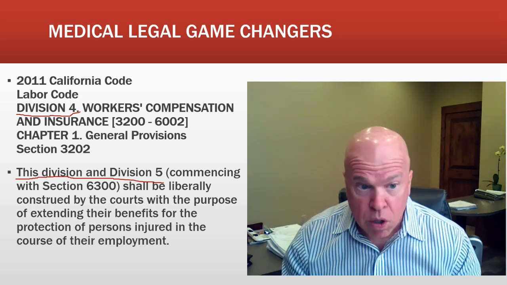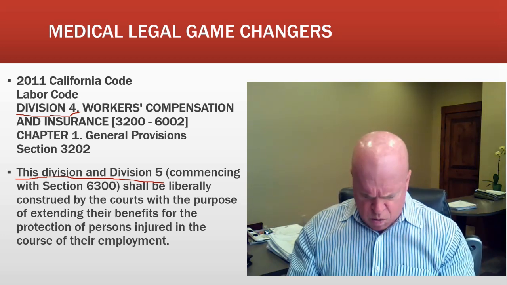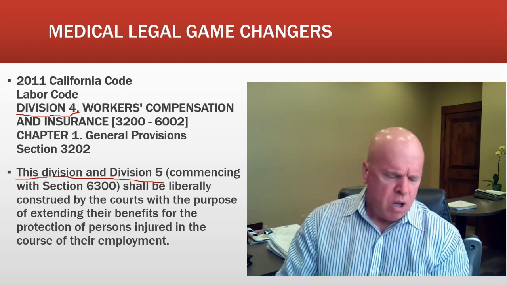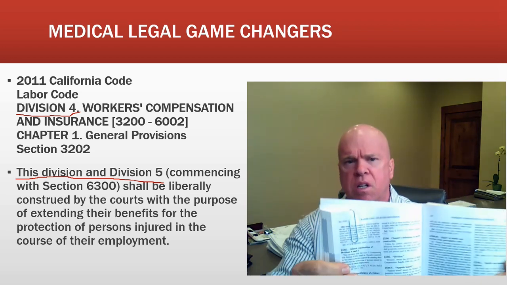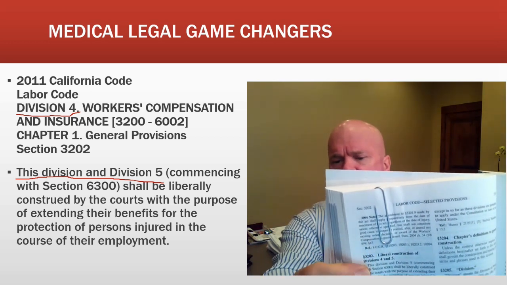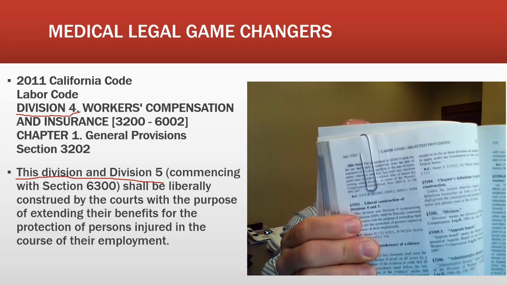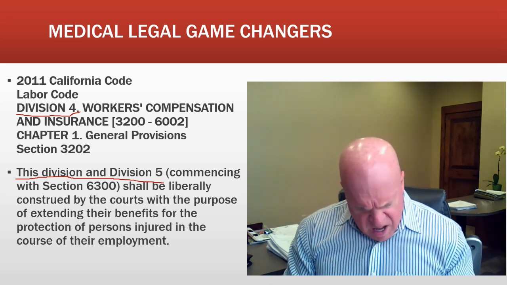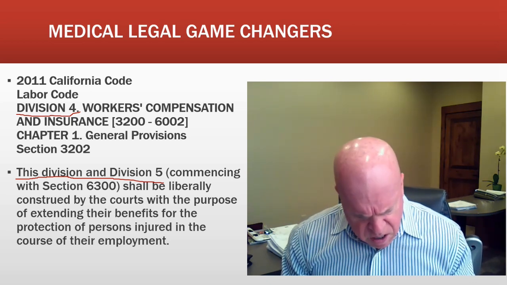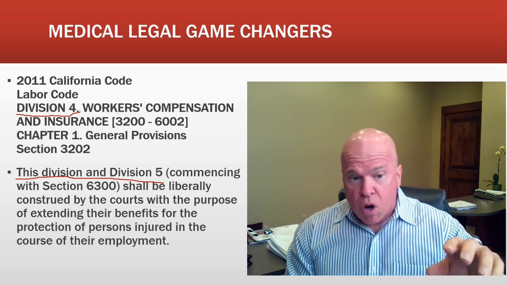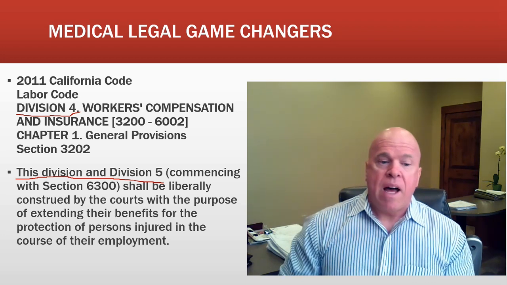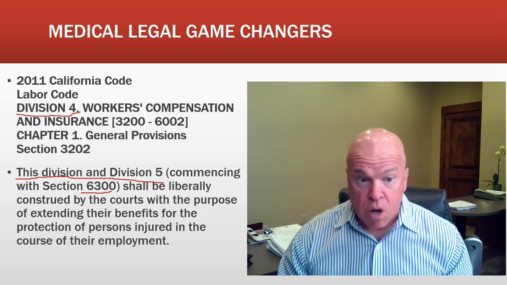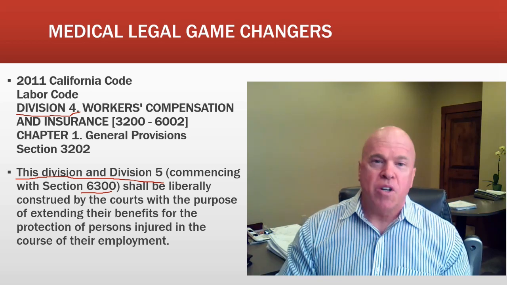So this is Division 4. It begins with Labor Code 3200, and we'll turn the page, just the very next page, to Labor Code 3202, which is referred to as liberal construction of Division 4 and Division 5 right here. And it says, just what you see there on the screen, this division and Division 5 commencing with Section 6300. So this is Code 3200. Division 5 begins with Section 6300. So that's approximately 2,800 codes in Division 4 before we get to Division 5.